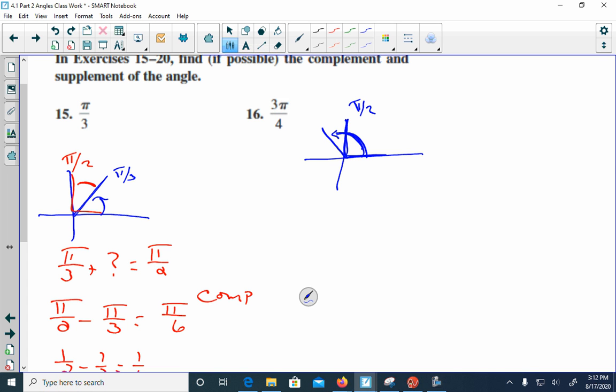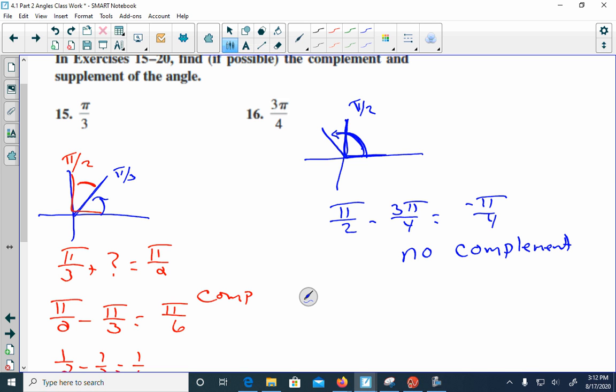But if I did it the other way, if I didn't draw a picture, my formula is taking pi over 2 minus 3 pi over 4 to see what I get, and when I do this on my calculator or in my head, I'm going to get negative pi over 4. Well, that's not a positive angle, which means that there is no complement. So I cannot find a complementary angle because it's larger than 90 degrees, so I cannot find another positive angle that I can add to it that would be 90 degrees.